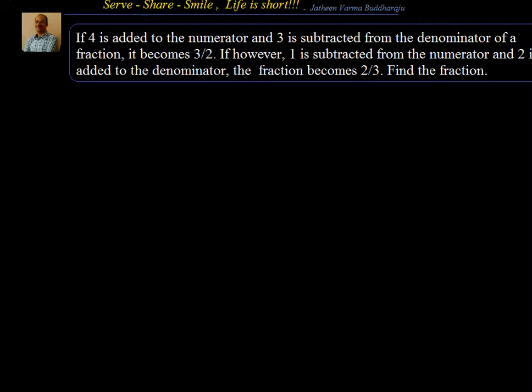If 4 is added to the numerator and 3 is subtracted from the denominator of a fraction, it becomes 3 by 2. If however 1 is subtracted from the numerator and 2 added to the denominator, the fraction becomes 2 by 3. Find the fraction.